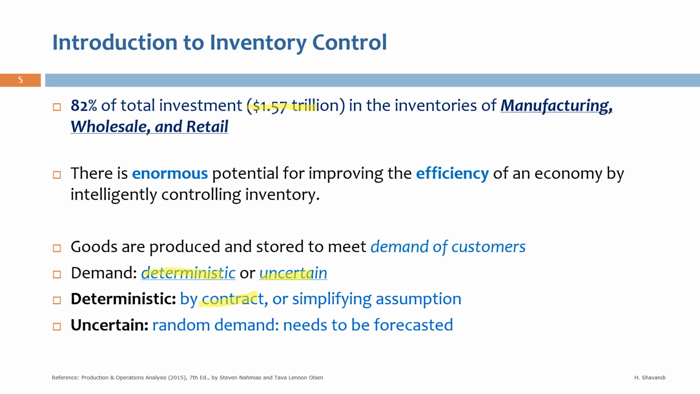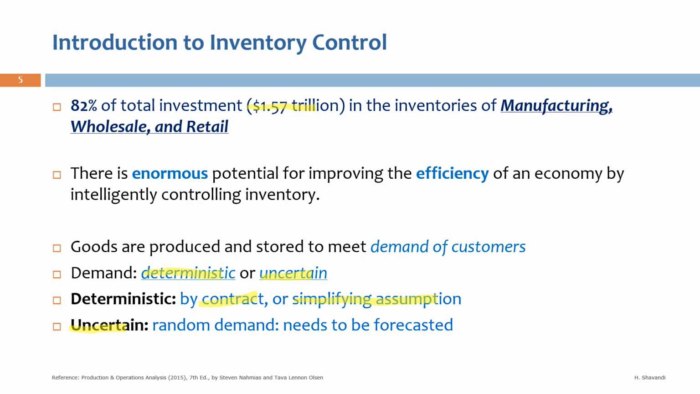Or maybe we don't have contracts, so demand is not deterministic, but by assuming that demand is deterministic, we are making a simplifying assumption. Demand could be uncertain, stochastic, a random variable, but if we consider its average, its mean, as a deterministic demand, this is a simplifying assumption. In the uncertain demand case, which is a more realistic model, we assume a random demand and we need to forecast the future demand as a random variable.